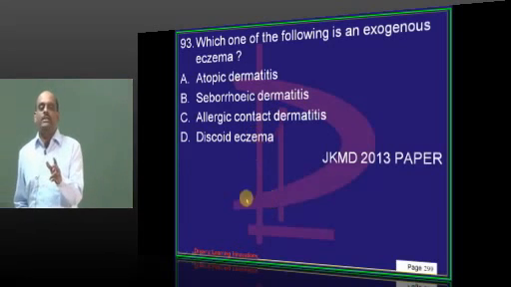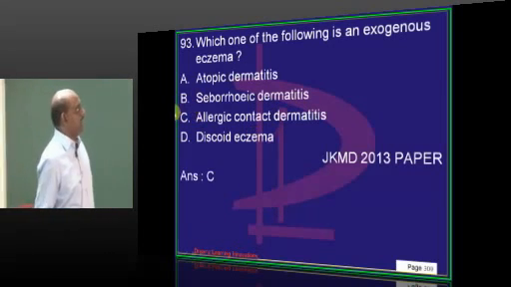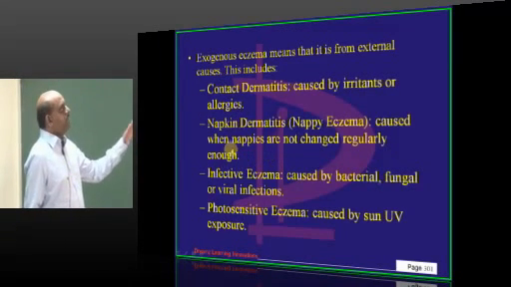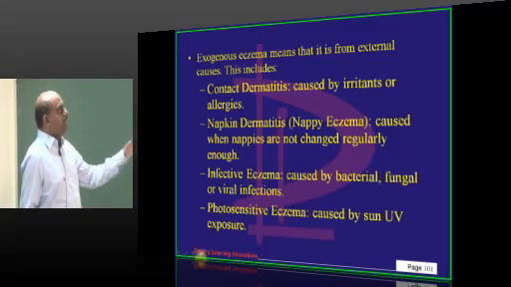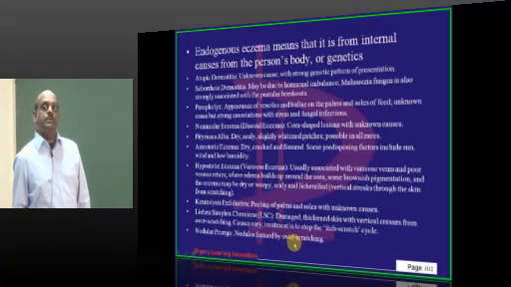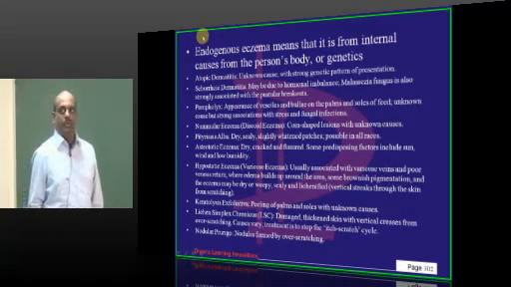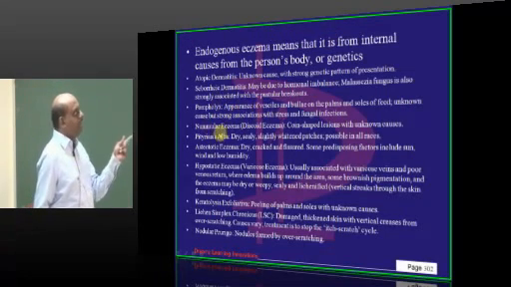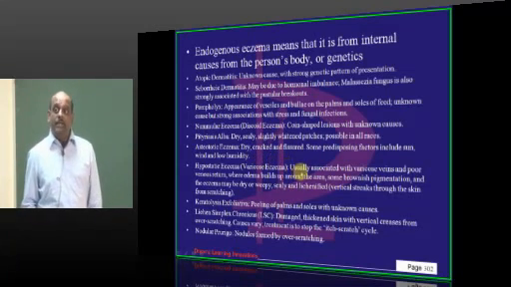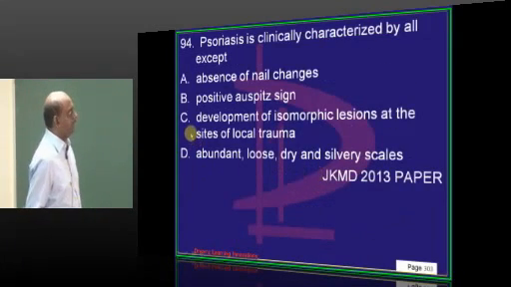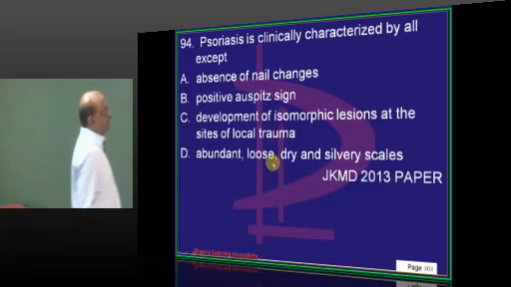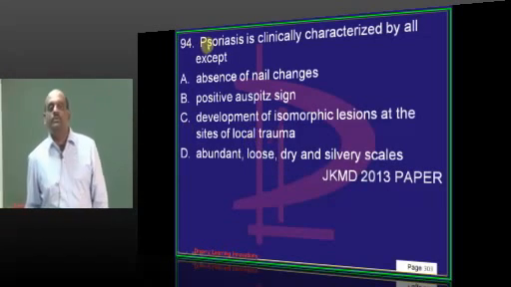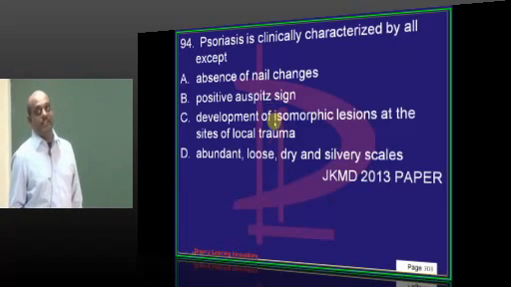Eczema is of two kinds, exogenous and endogenous, so you must be sure. Contact dermatitis, napkin dermatitis, infective eczema, photosensitive eczema, they are all exogenous eczema. Endogenous eczema means coming internally, like atopic dermatitis, pompholyx, nummular eczema, pityriasis, etc. Psoriasis means there are nail changes, oil drop sign, etc. Who said absent nail changes? That's a wrong statement.